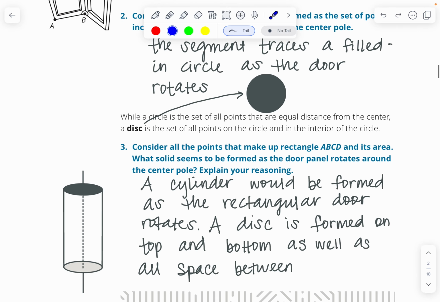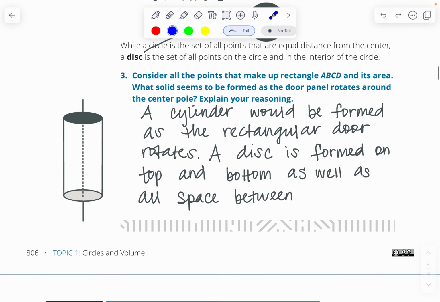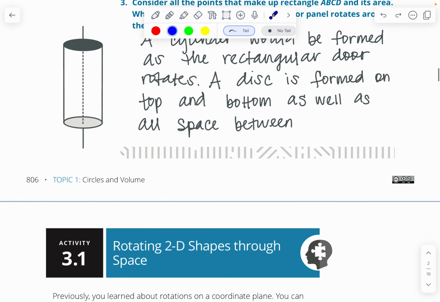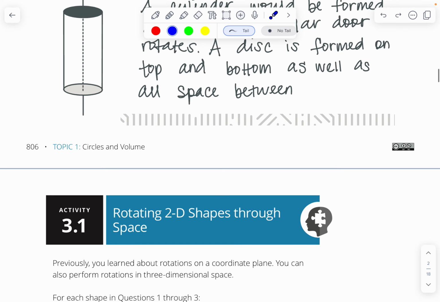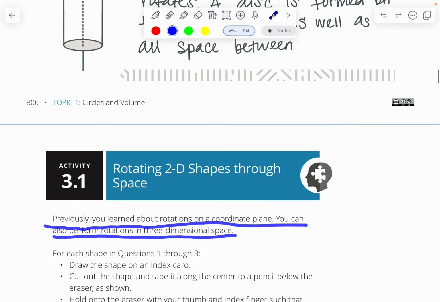A disk is formed on the top, a disk is formed at the bottom, and then all the points in between should be filled in. So it should create a cylinder. All right, activity 3.1, rotating two-dimensional shapes through space. Previously, you learned about rotations on a coordinate plane. You can also perform rotations in three-dimensional space.